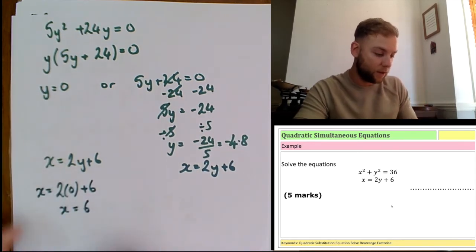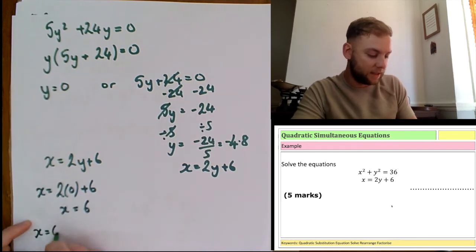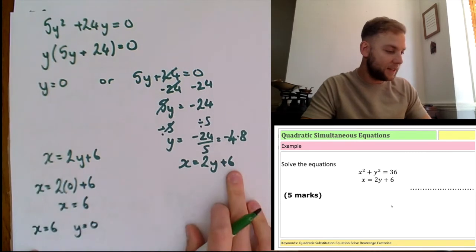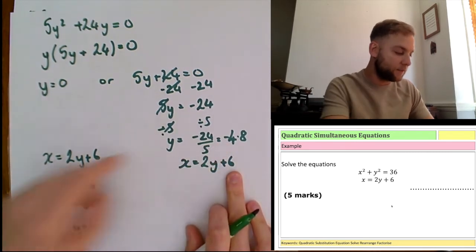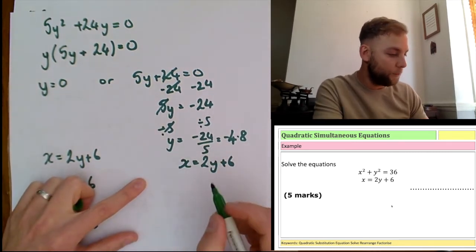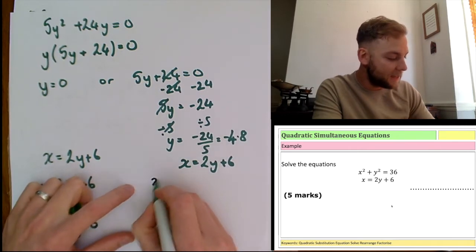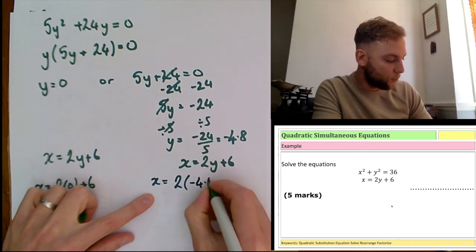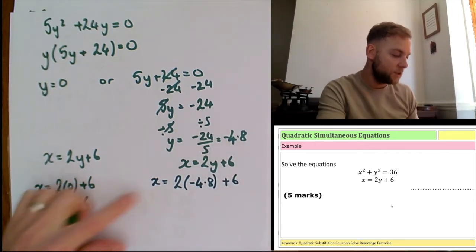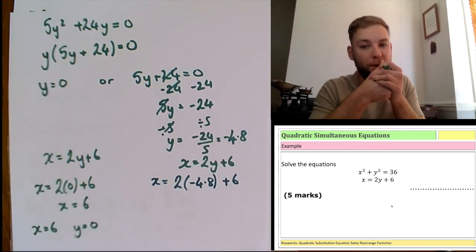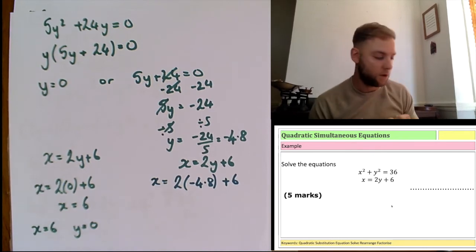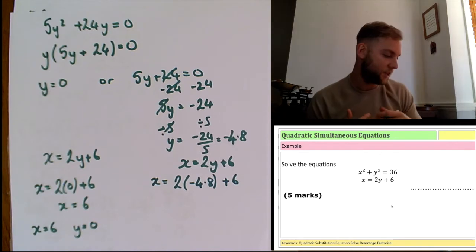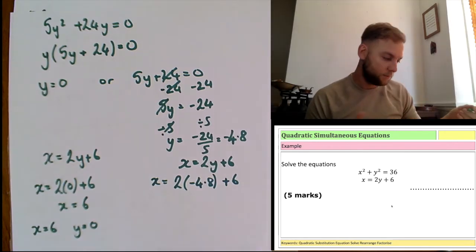So I've got my first set of solutions: x is equal to 6 when y is equal to 0. Super. The next one's a little bit trickier, but it's this minus 4.8, isn't it? So x is equal to 2 times minus 4.8 plus 6. So 2 times minus 4.8, I can do actually, because it's only 2. 2 times 5 would be 10. 2 times 4.8, well, maybe I can do it.